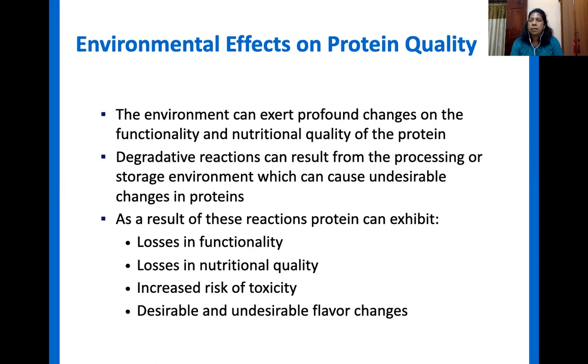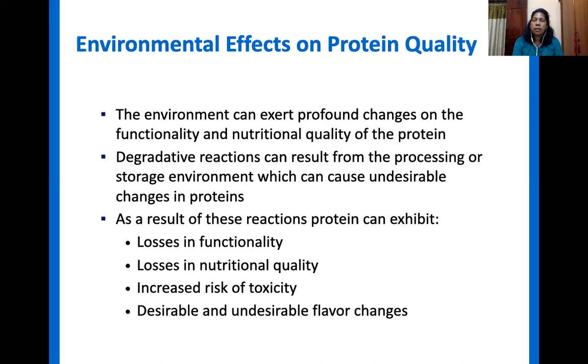Right. I will answer the question, Fatima, later on. Temperature, pH, radiation. Radiation is totally changing things, right? DNA changing is going on there. Adding salt. What else? Right. Then the environment can cause losses in functionality.